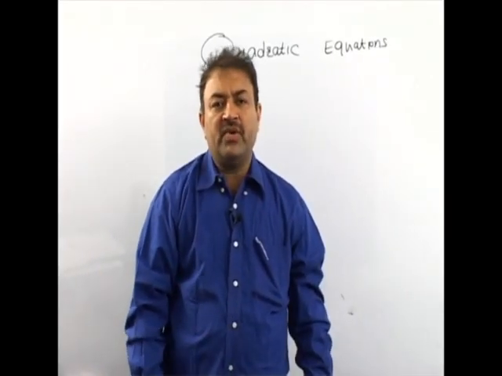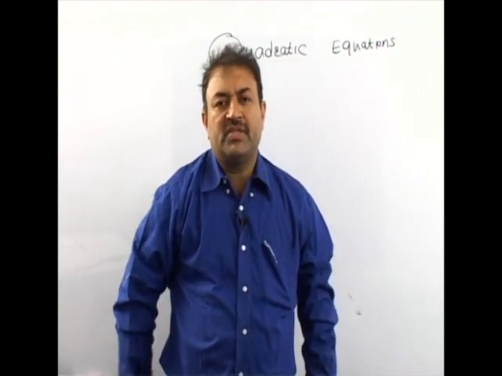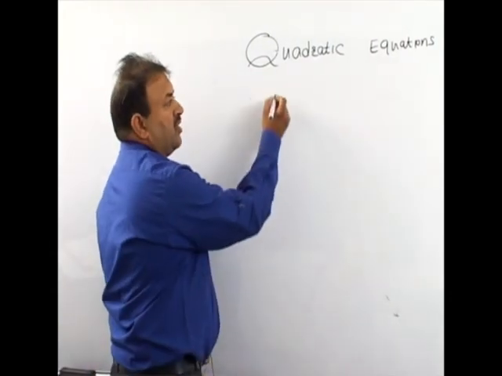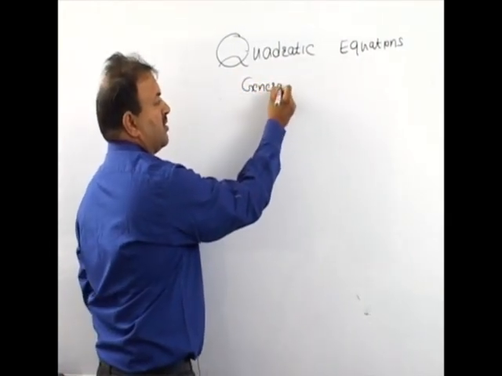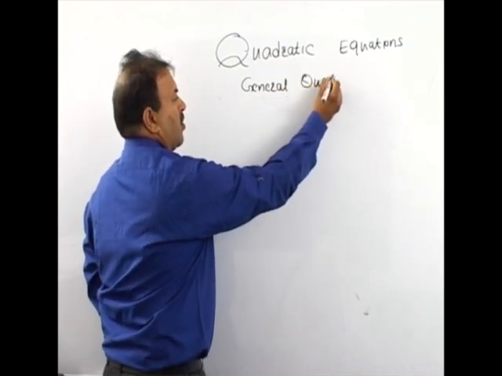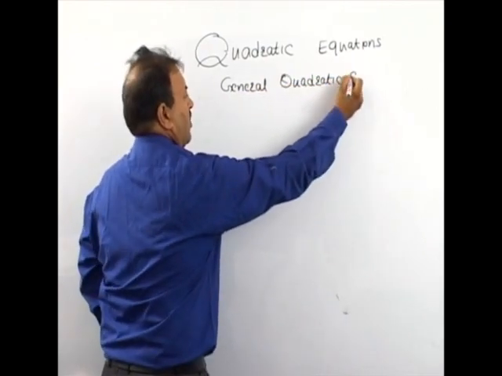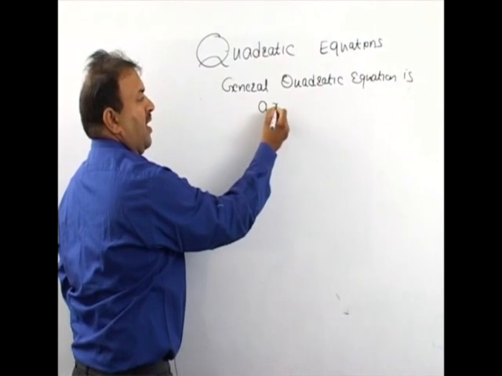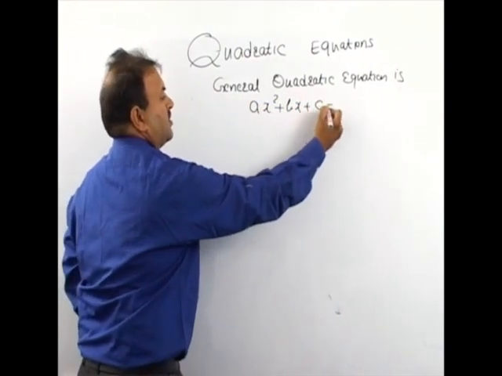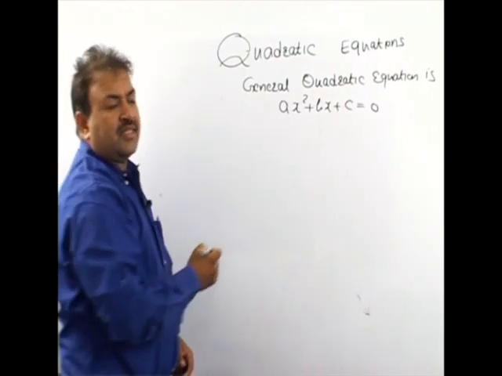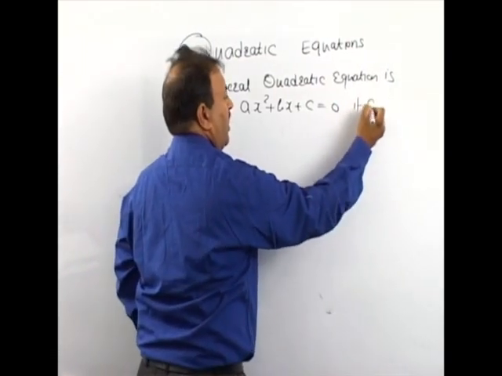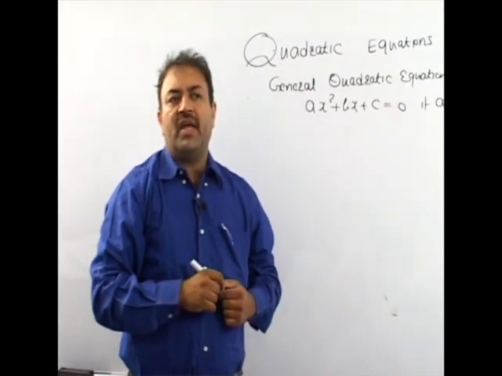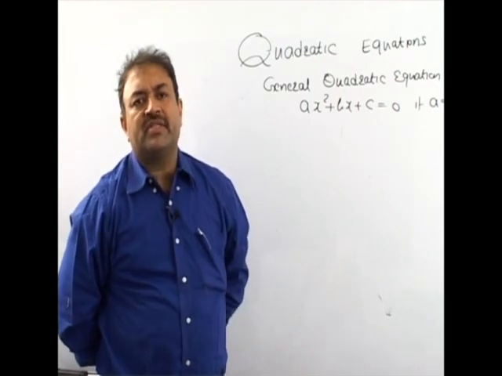So today we start a new topic, quadratic equation. As you have done this topic in class 10th also, we are just going to start it. The general quadratic equation is ax square plus bx plus c is equal to 0. This is quadratic if a is not equal to 0. A linear equation has one root and a quadratic equation has two roots.